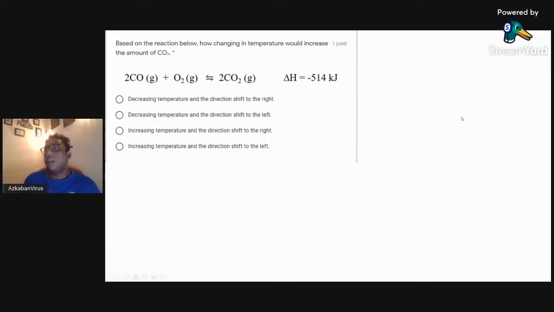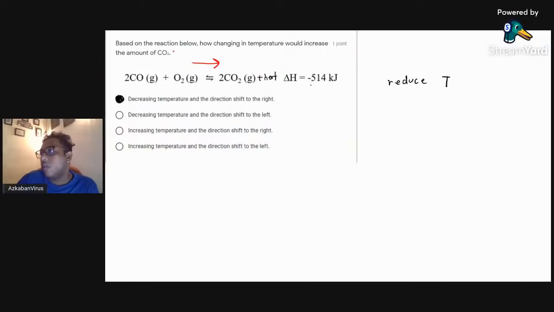Next one. Based on the reaction below, how we increase the amount of CO2? Kita nak dia shift to the right. Okay, bila nak shift to the right, ini delta H negatif, heat release. So bermaksud heat ada kat sini, tambah heat. Dia nak shift to the right bermaksud kita kena rendahkan temperature. Reduce temperature sebab bila reduce temperature kita akan shift ke tempat yang lebih panas. So therefore dia akan shift to the right. So jawapan dia adalah A lah.